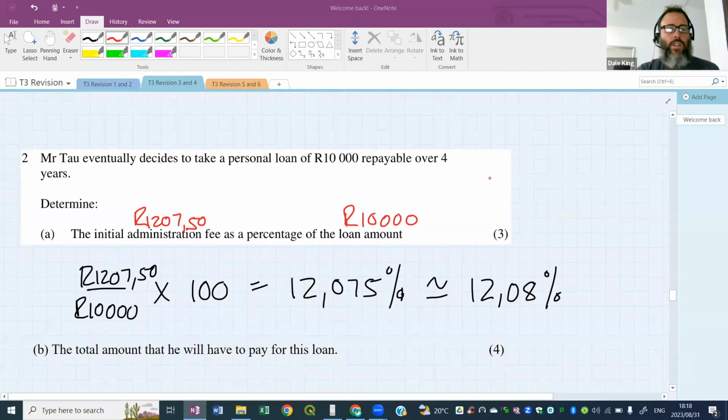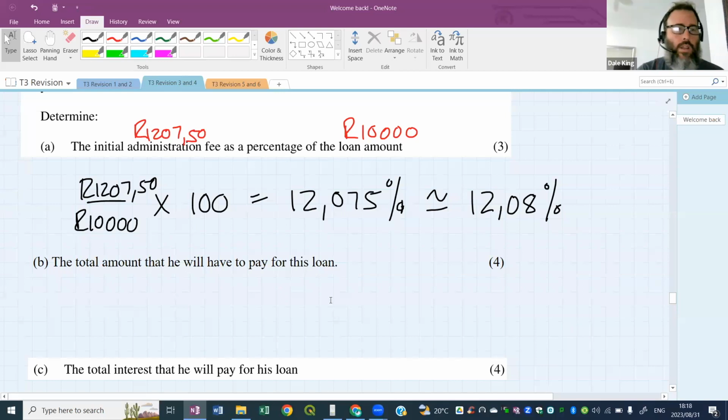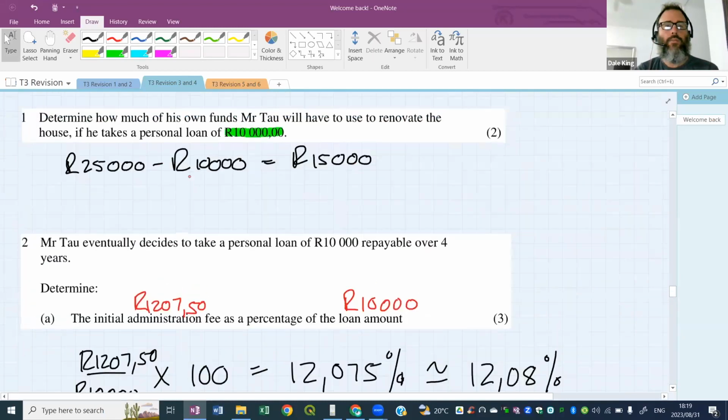Next question. Determine the total amount that he will have to pay for his loan. There it is there. Number B, determine the total amount that he will have to pay for this loan. Now, this is not the monthly value. It's what he's going to pay altogether for the loan. All right. We know, oh, let's go up to the table now.